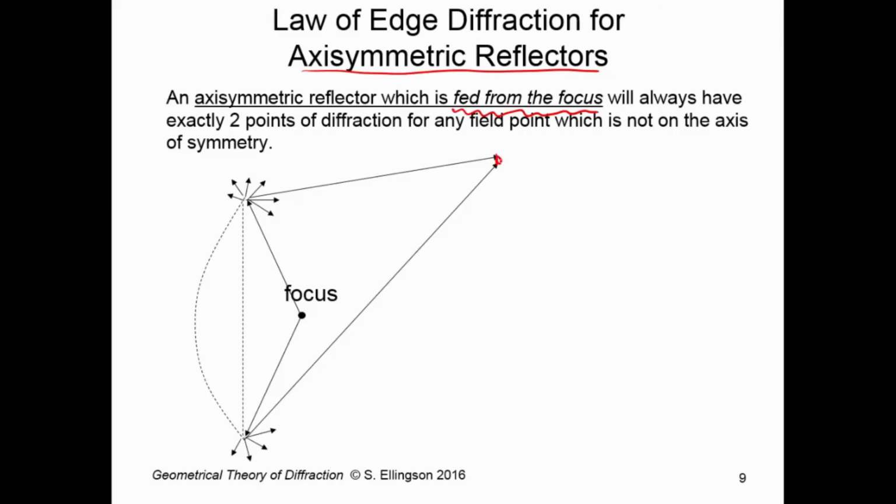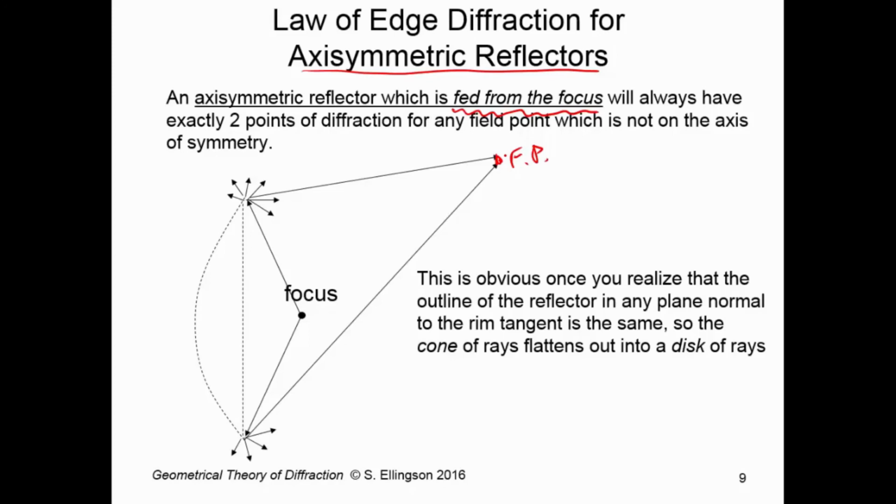So in other words, if we have a field point up here, you see right away, a consequence of the law of edge diffraction, that there will be 2 stationary phase points. They will be on opposite sides of the reflector, and they will be in the same plane as the focus and the field point. So for axisymmetric reflectors, finding the stationary phase points is child's play. It's simply the 2 points that lie in the same plane on opposite sides of the reflector.